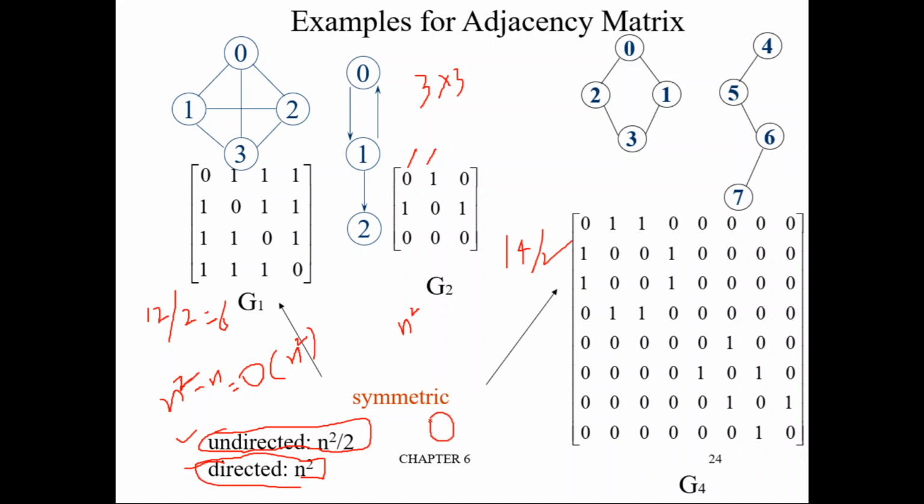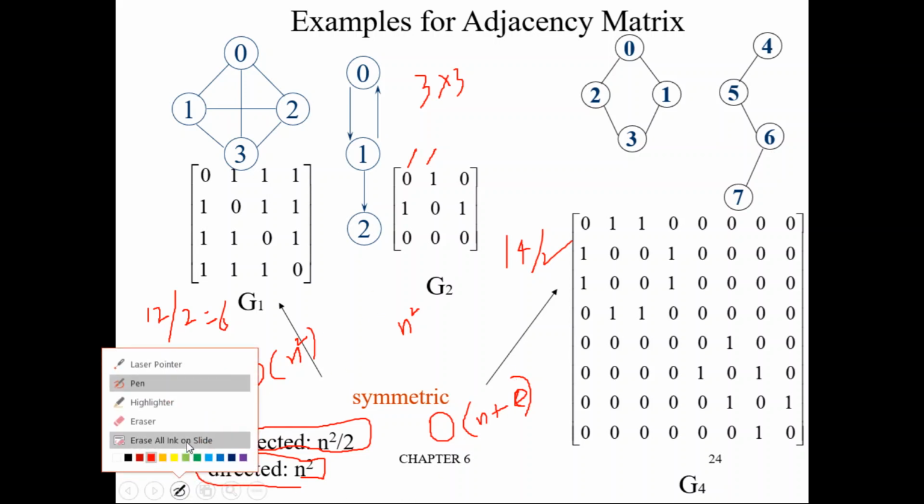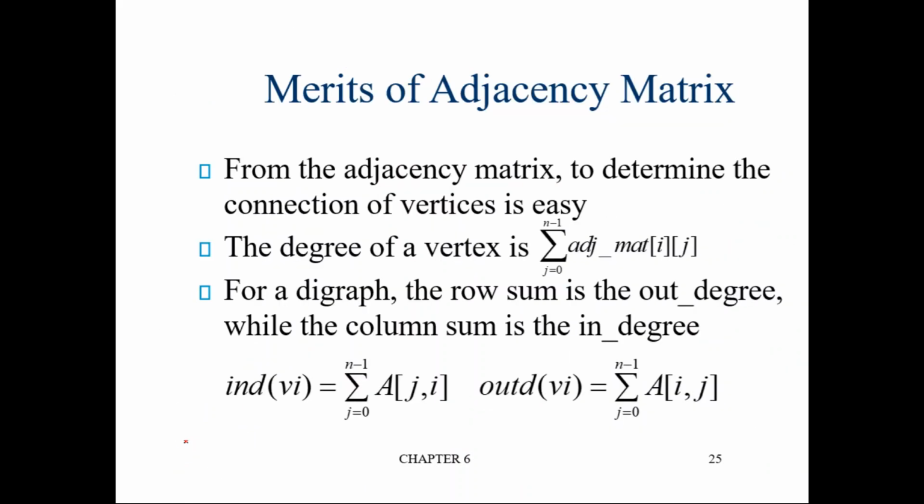To what level? To order of n plus e level, or e plus n, where n is the number of nodes and e is the number of edges. By using the adjacency list technique, the time complexity to find the number of edges from a graph can be reduced from order of n square to order of n plus e. So that is the reason why we are moving from this technique to that technique.